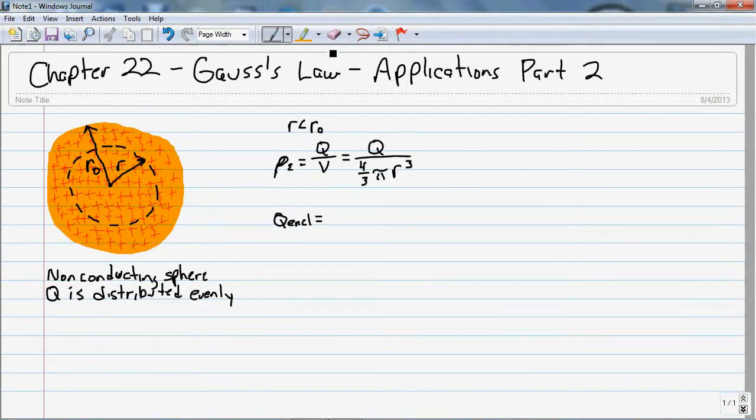outside the Gaussian shell. Well, the first thing we need to do is solve this expression for Q. So the Q inside of any solid sphere is equal to 4/3 pi r cubed times the density.